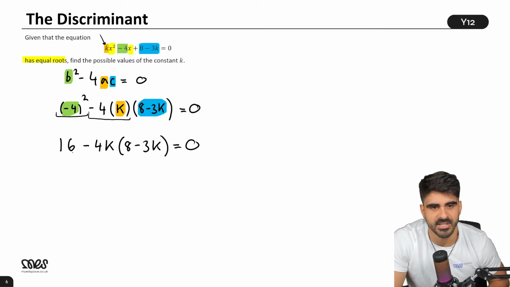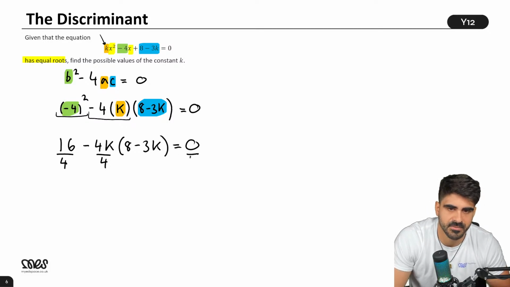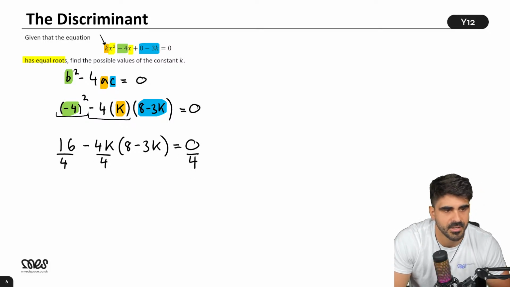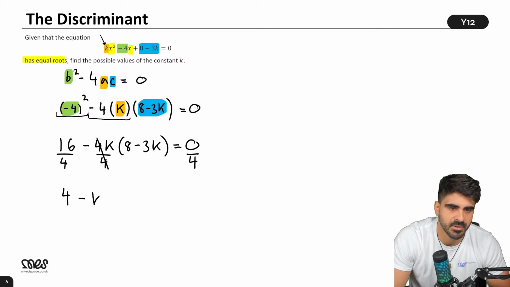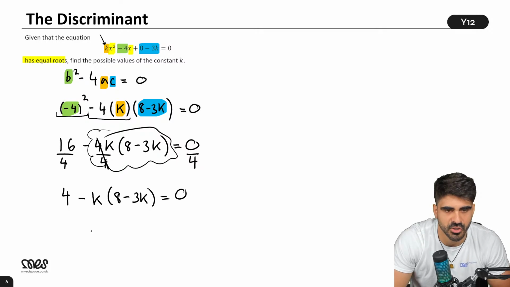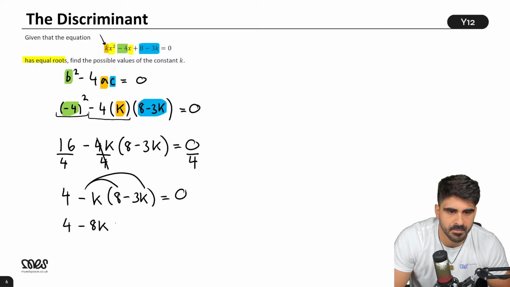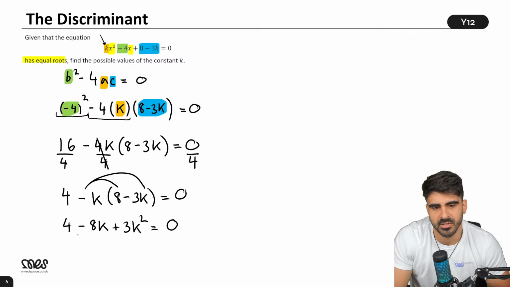Yeah, guys, can you see the 16 and the 4k? Let's make that simpler first. Yeah, so we have 16 over 4, which is 4. This cancels, and it's just a much nicer problem to deal with, right? Remember, this is all one term, so we only need to divide that coefficient by 4. Now we can expand it. So we got 4 minus 8k plus 3k squared is 0. Let's write it the other way around.